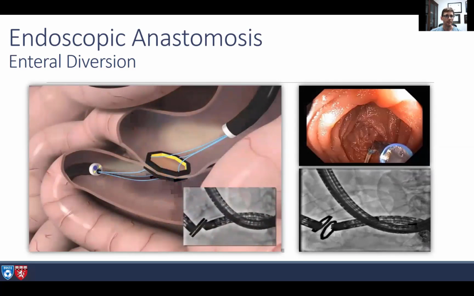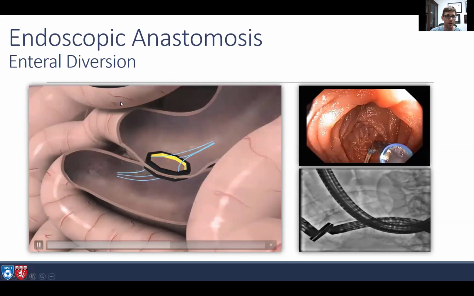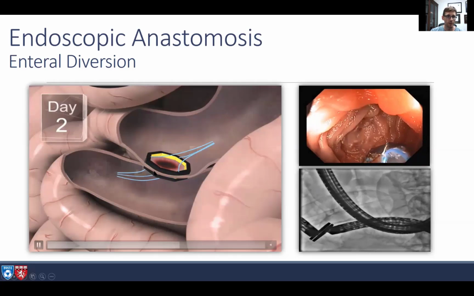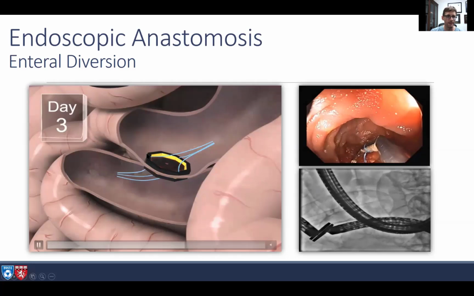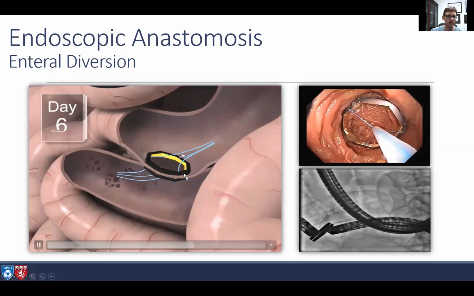This part does take a little bit of time. Following this, there's pressure necrosis. The tissue is trapped between the magnets and the blood flow is cut off to this area, so there's pressure necrosis and tissue remodeling around it. This forms a rather large, over 2 centimeter fistula.